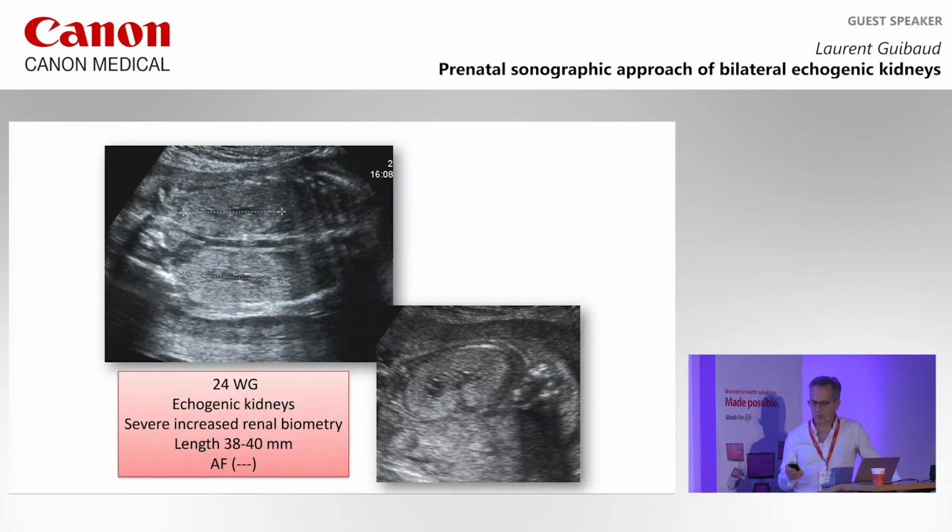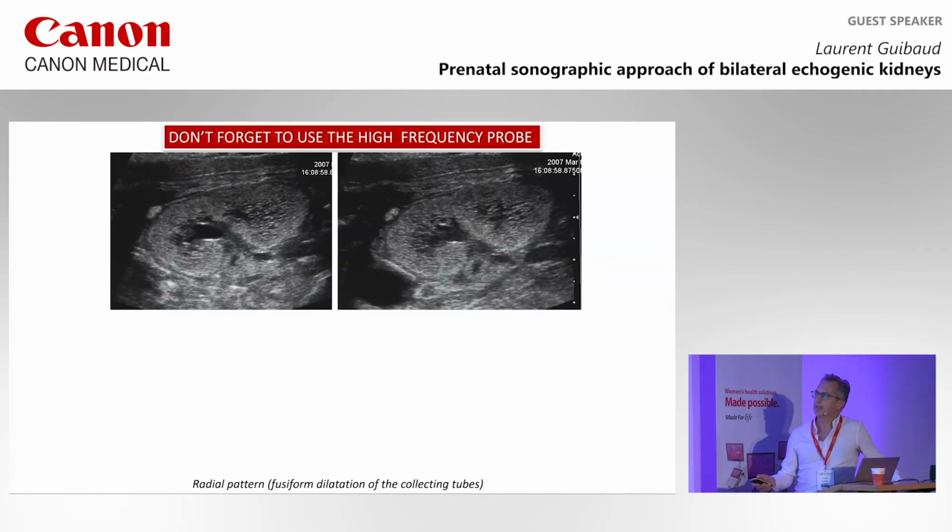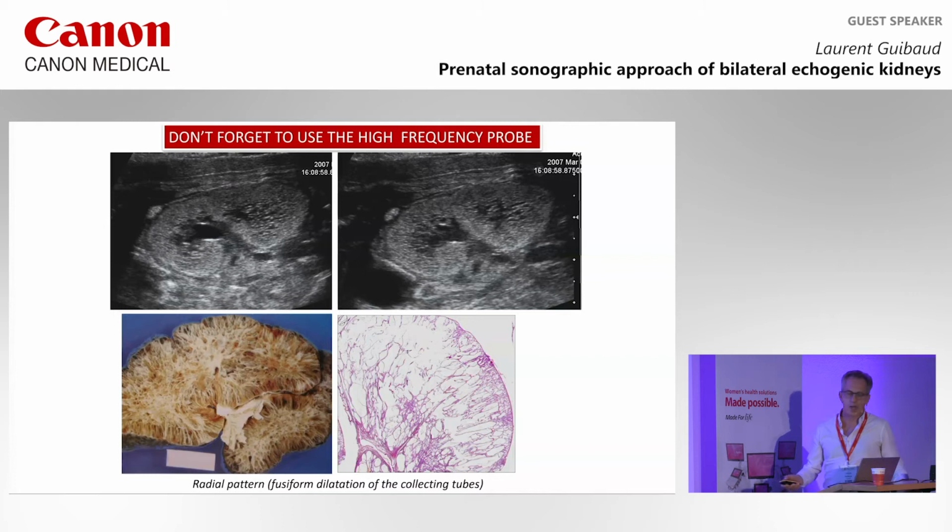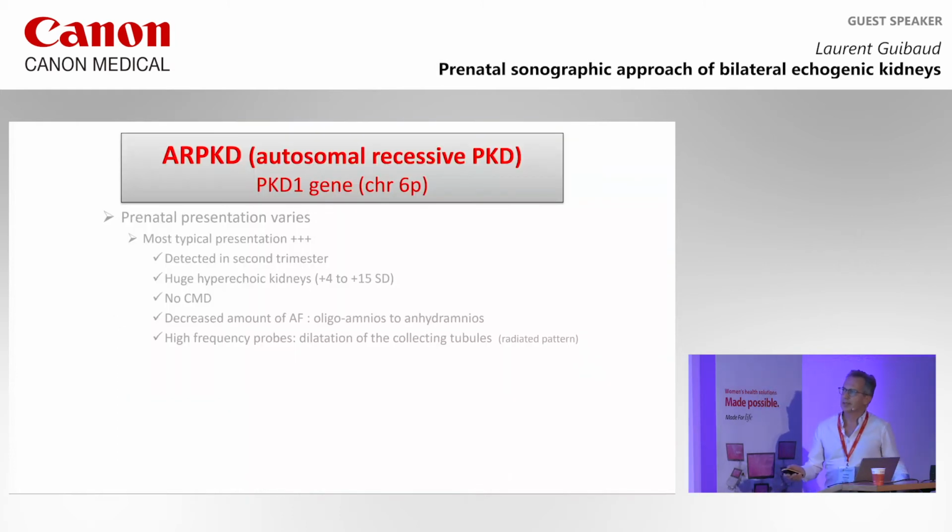And if you use the linear probe, you will see this. This is the cystic dilatation of the collecting tubes. And in that case, you have the perfect correlation with the pathological specimen. So this is the first presentation, the most common presentation.